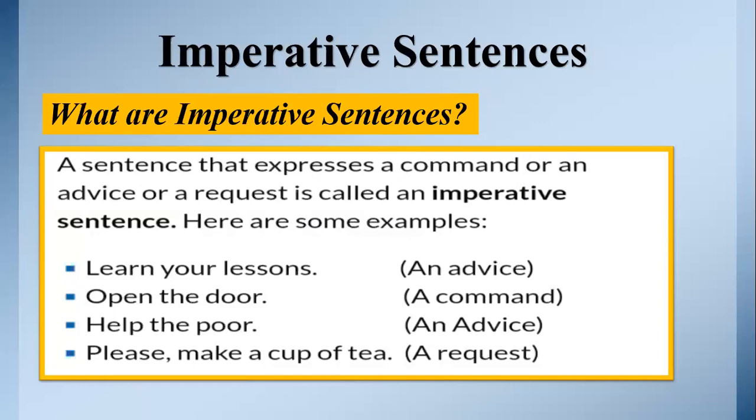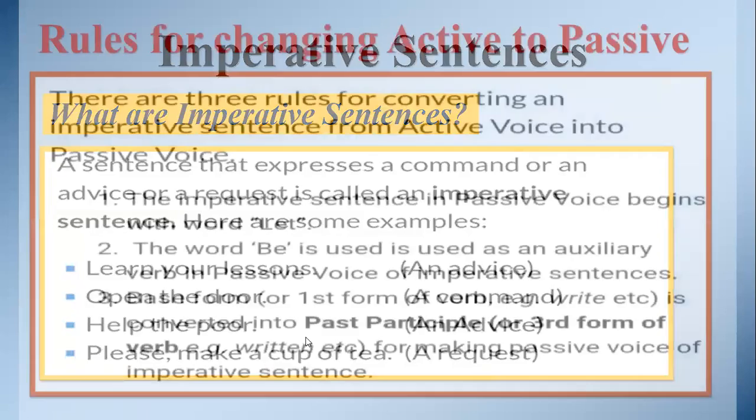For example, learn your lesson. Now this is an advice, but there is no subject or object or things like this. It's just a straight sentence that says learn your lesson. Now the second one is a command, open the door. That means a command is being given that you have to do something. Help the poor. This is again an advice. Please make a cup of tea. This is a request. So all these are imperative sentences where there is a command, advice, or a request. Okay, correct. So let's move on.